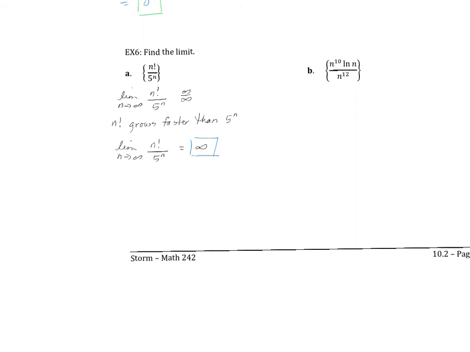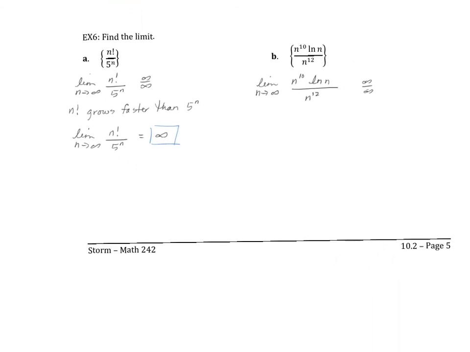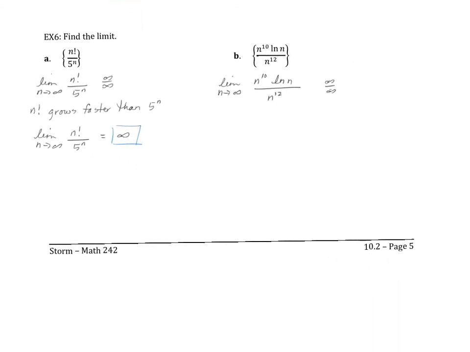Let's look at another example. If I were to evaluate this limit as n goes to infinity, I have n to the 10 natural log of n over n to the 12. And again, I have a problem because I get the indeterminate form infinity over infinity. I could use L'Hopital's. I can't use growth rates just yet because there's 3 separate functions.